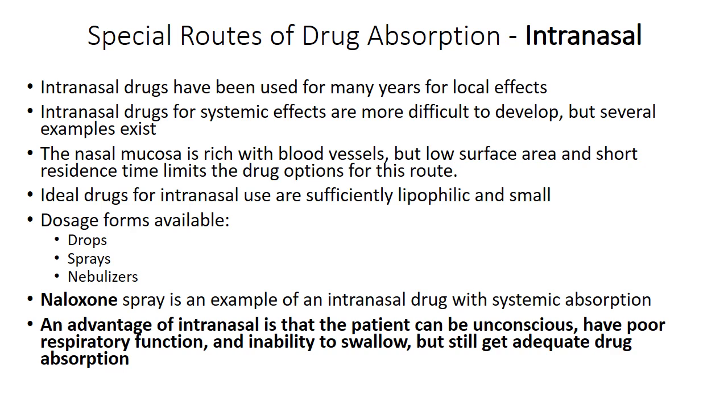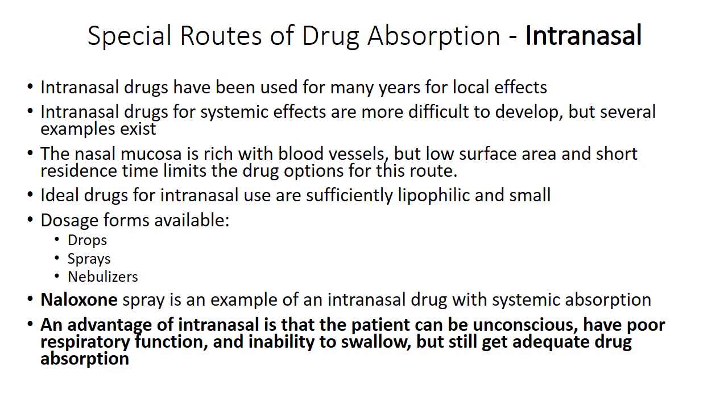Especially if you had a protein-based drug, like insulin, they've tried it, and it's been very difficult to get a reliable or predictable effect. But obviously we have things like intranasal naloxone, which is extremely effective for systemic effects for opioid overdose. So there are some really good examples where it can work. The nasal mucosa is really loaded with blood vessels, but it doesn't have a large surface area, and the residence time is fairly short. So if you wanted to absorb a large quantity of drug, it is very limiting to do that.